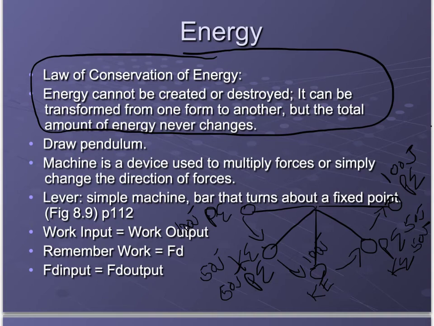All right, a machine is a device used to multiply forces or simply change the direction of a force. We're going to talk about parts of several types of machines. A lever is a simple machine, a bar that turns about a fixed point. If you think of a teeter-totter or a seesaw, the lever is going to be the bar across, and we're going to talk about a fulcrum in a second, which is the pivot point. Work input will equal work output. Remember, work is force times distance, so it's force times distance input, and force times distance output.